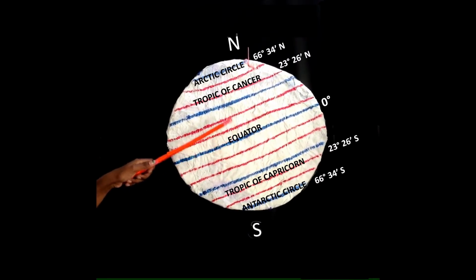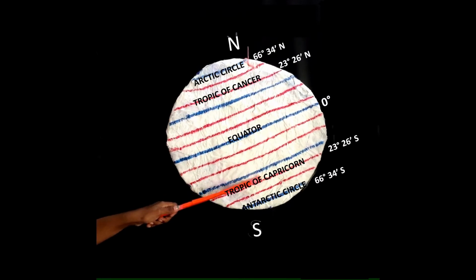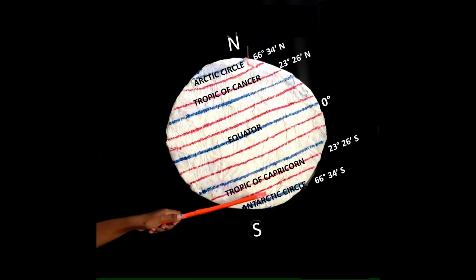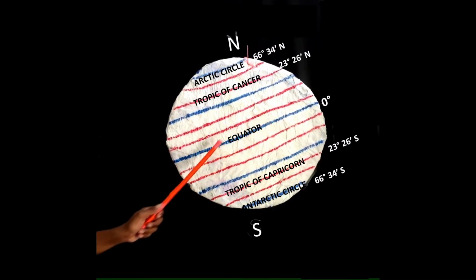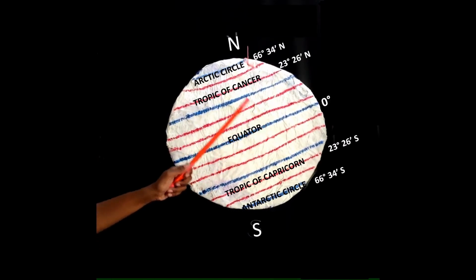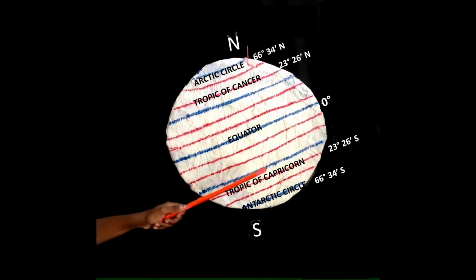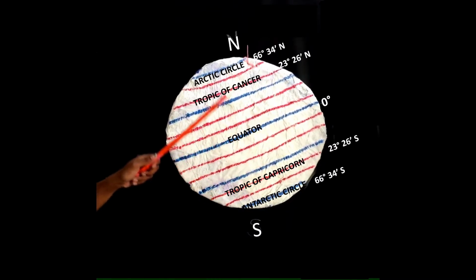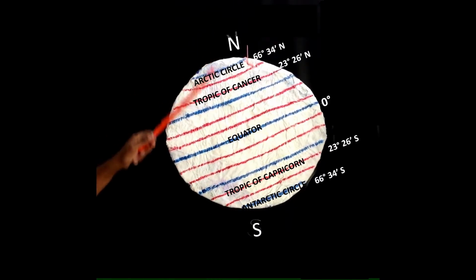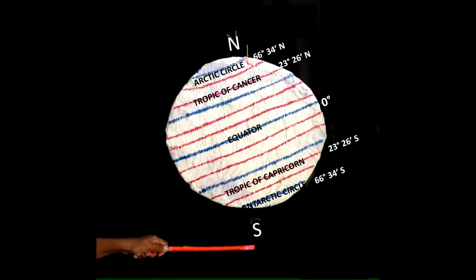Latitudes decrease in size as they move away from the equator and towards the poles. The equator divides the earth into two halves, northern hemisphere and southern hemisphere. Poles are at 90 degrees north and 90 degrees south of the equator.